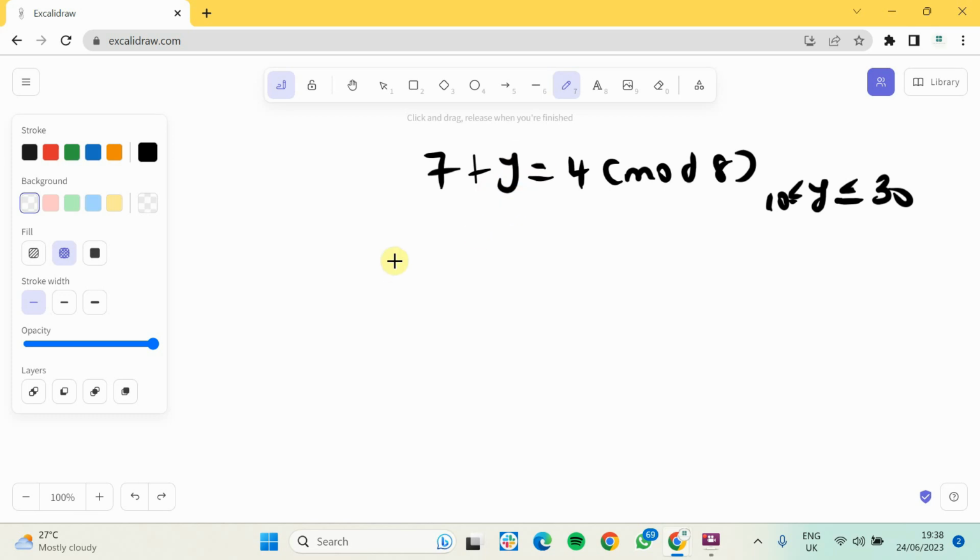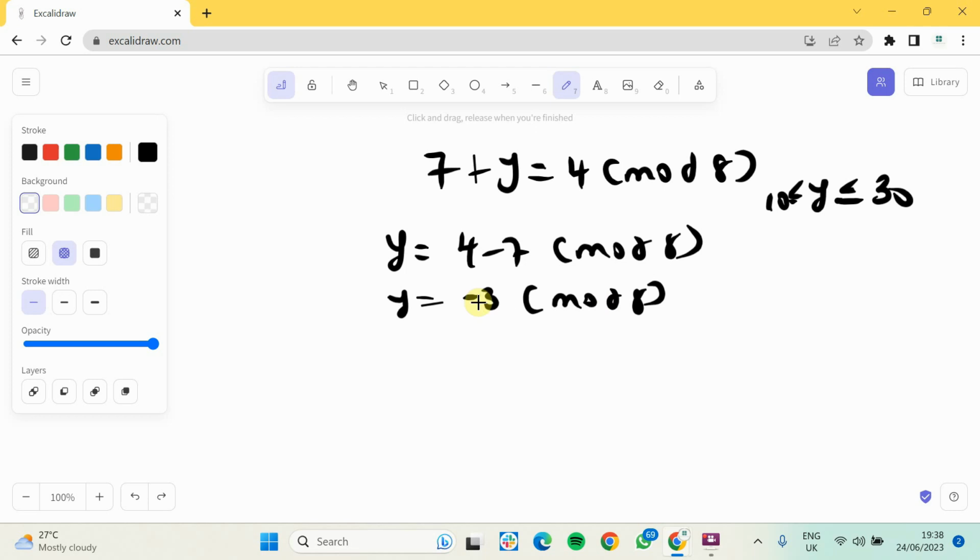So we'll collect like terms. y will be equal to 4 minus 7, right, in mod 8. So 4 minus 7 is actually minus 3, in mod 8. So how can I express minus 3 as a positive number in mod 8? I said something in that previous video.